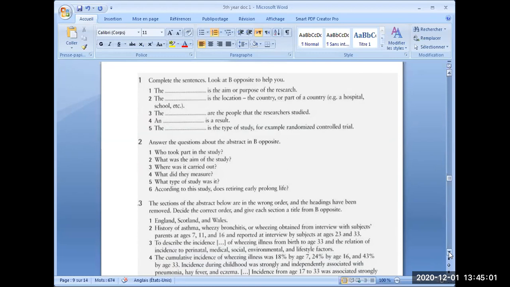The location, the country, or a part of a country, for example a hospital, a school. The location is the setting, le local, le décor. So if we are talking about a play, or about the setting of a novel, it means the scene, where it takes place. Elle a lieu dans un cadre, le cadre. C'est exactement le terme. Next, 3, the people that the researchers studied.